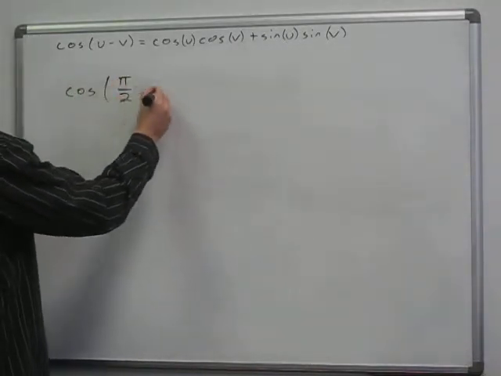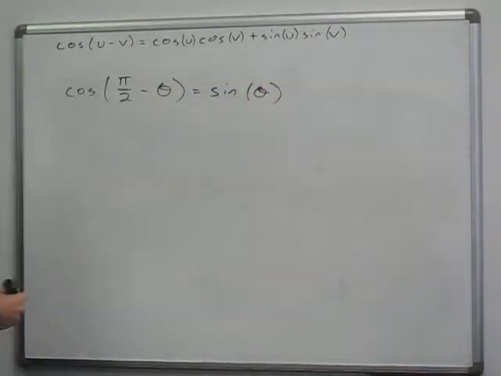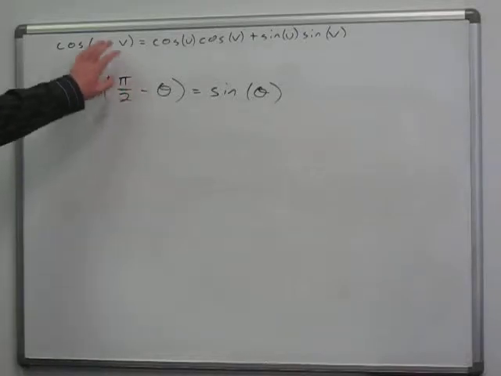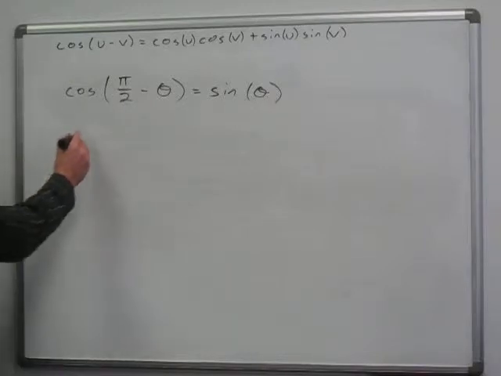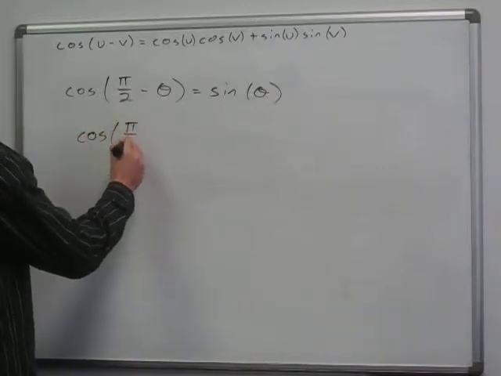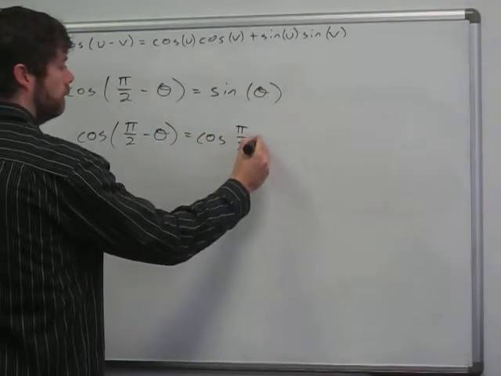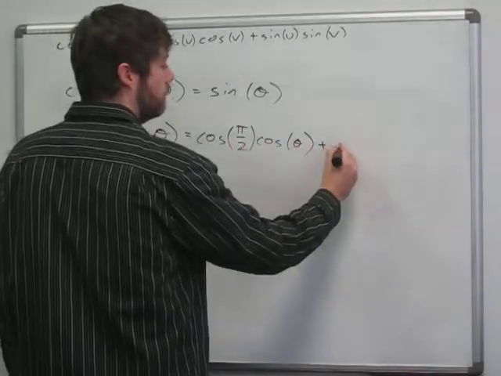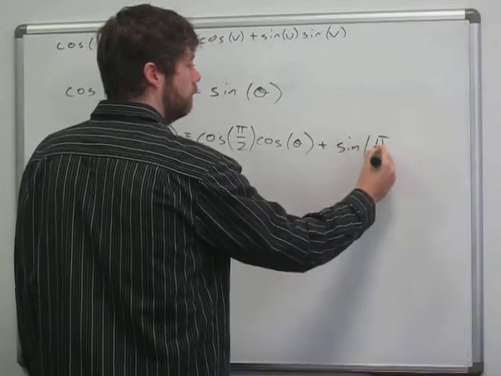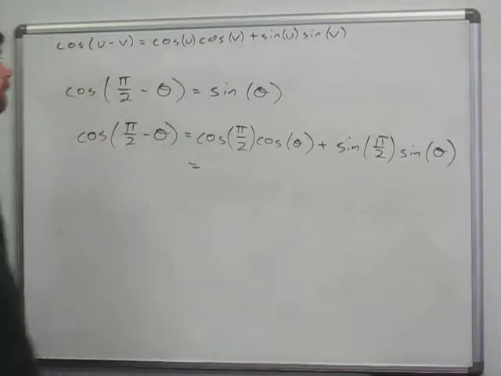Cosine of pi over 2 minus theta is equal to the sine of theta. I have an angle difference here, so certainly I can use the difference formula for the cosine. So cosine of pi over 2 minus theta is the cosine of pi over 2 cosine theta plus sine of pi over 2 sine of theta.